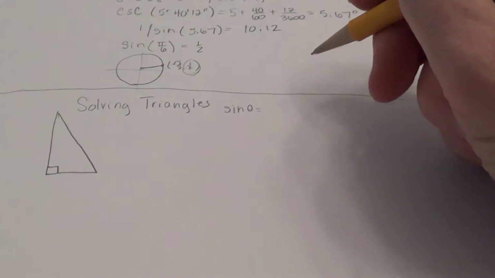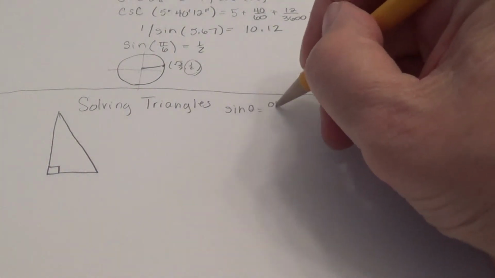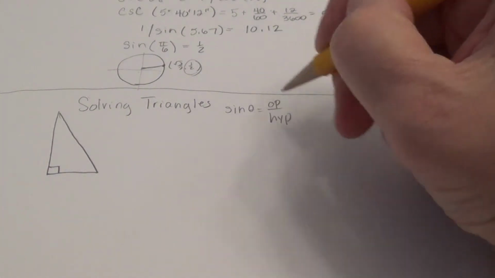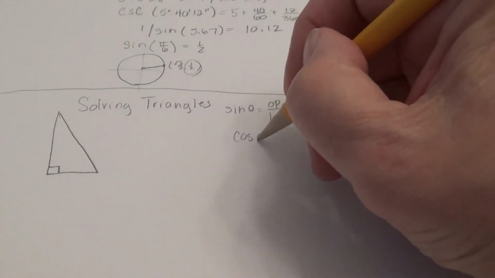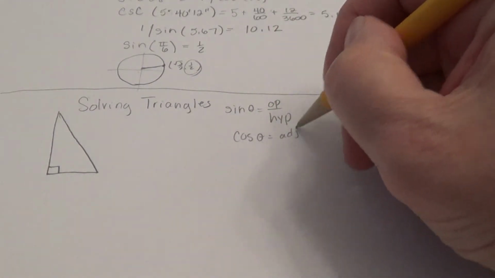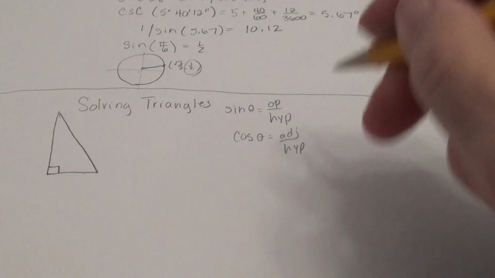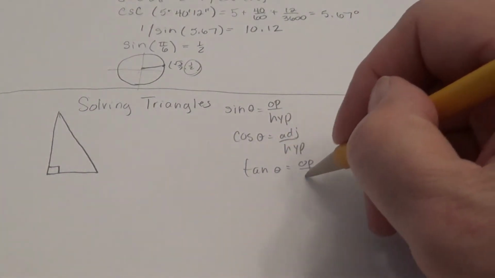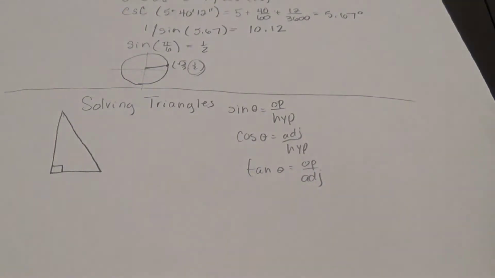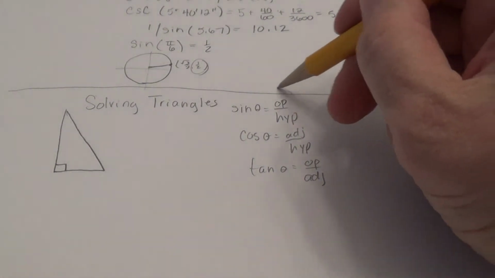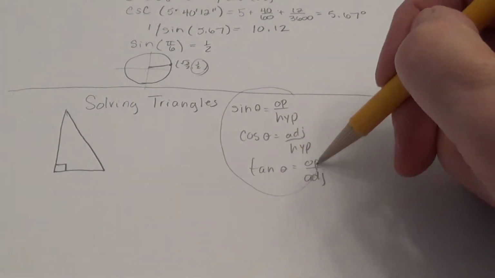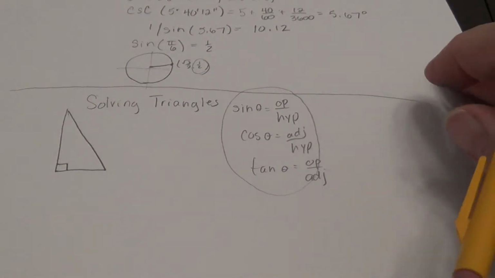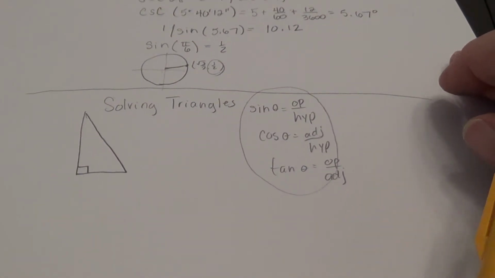Sine of an angle is opposite over hypotenuse. Cosine of an angle is adjacent over hypotenuse. And tangent is opposite over adjacent. All right, these will become pretty important. If they're not really crisp and quick to your memory, go ahead and jot them down again.